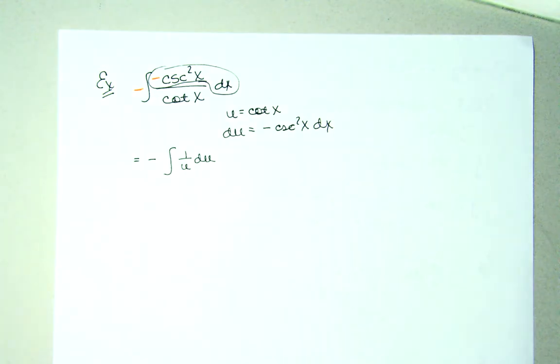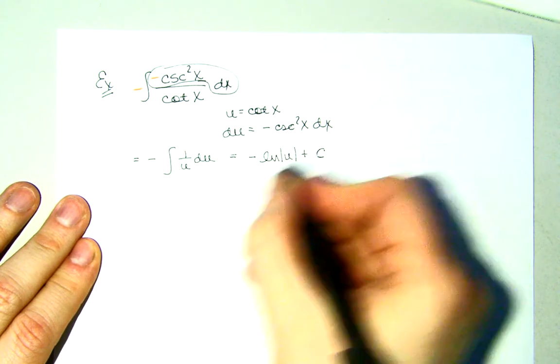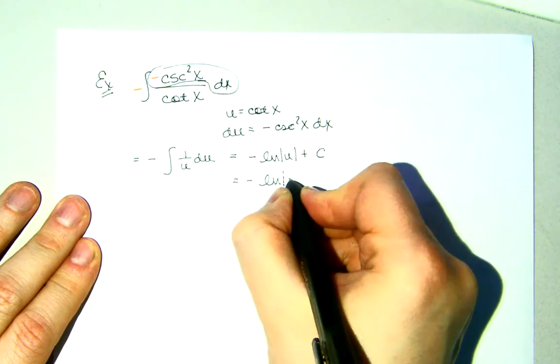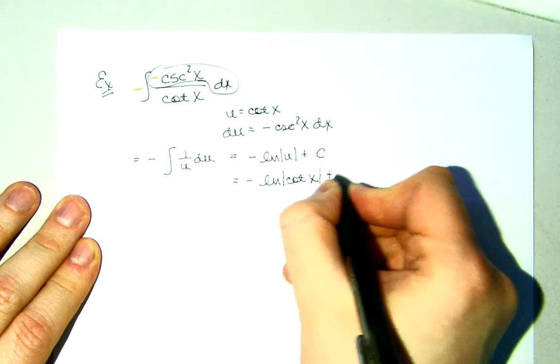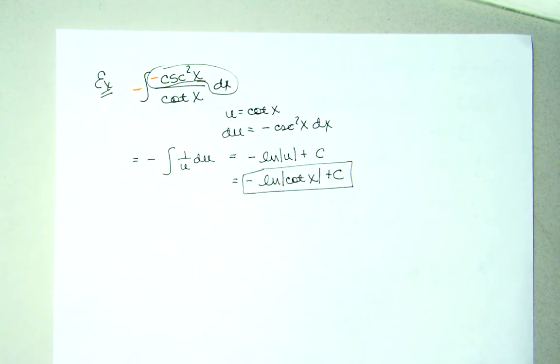Du over u is fine. Either way is just fine. I will interchange the two types. I feel like that makes more sense. Then do it that way. They both mean the same thing. The integral of 1 over u du is the natural log of the absolute value of u plus a constant. What was u? Cotangent of x.